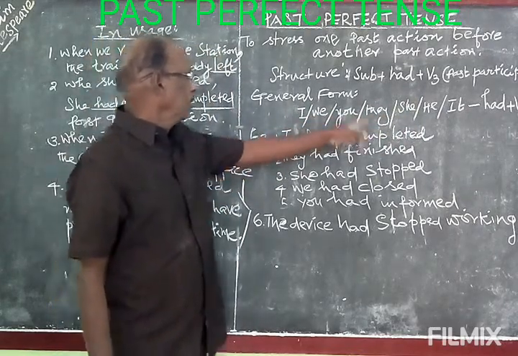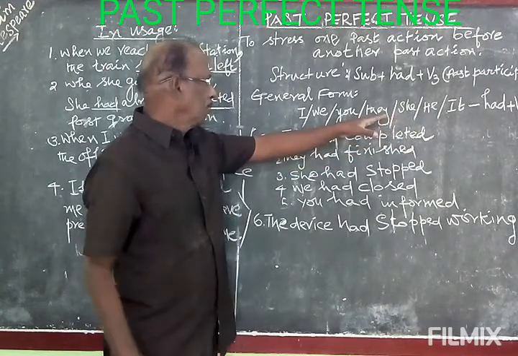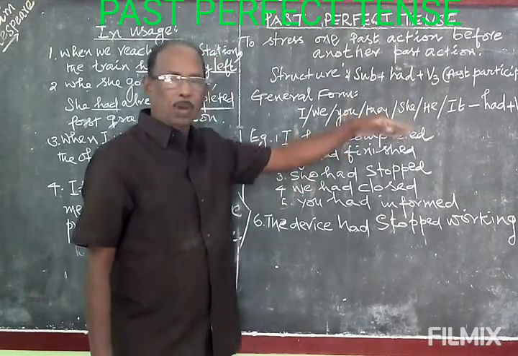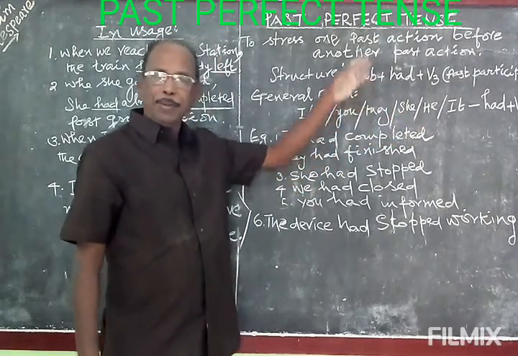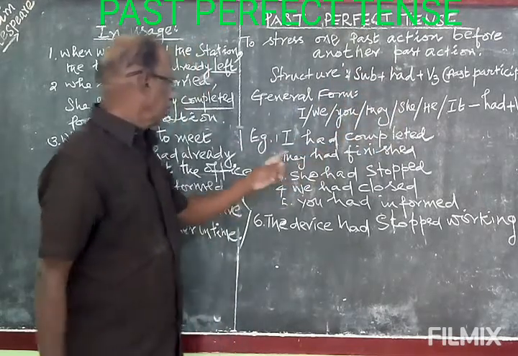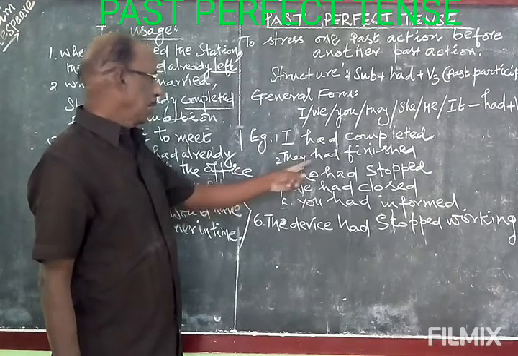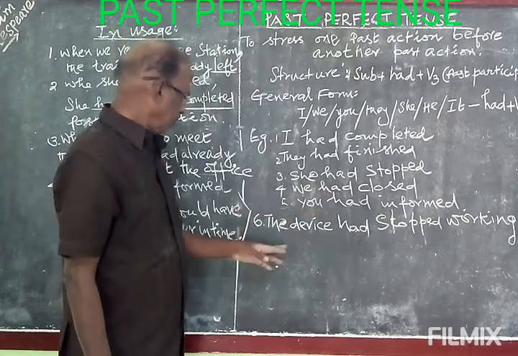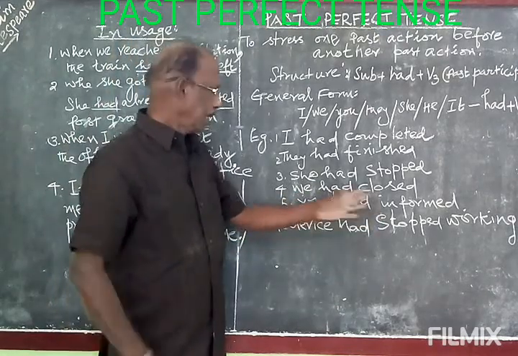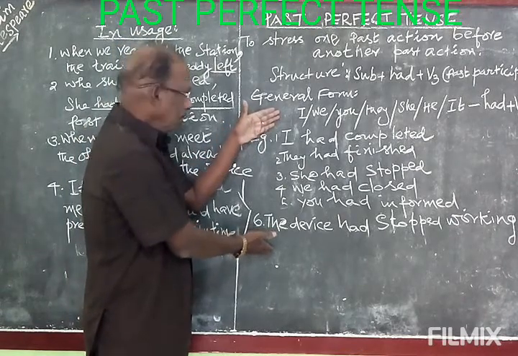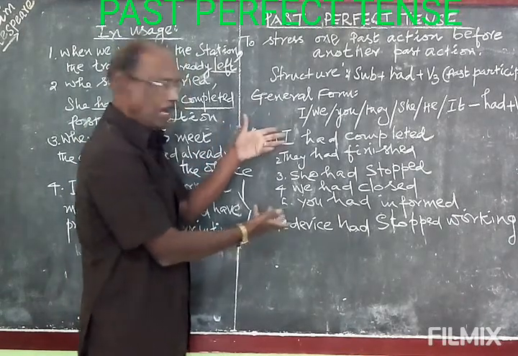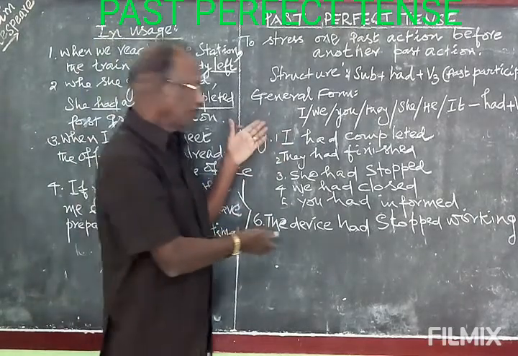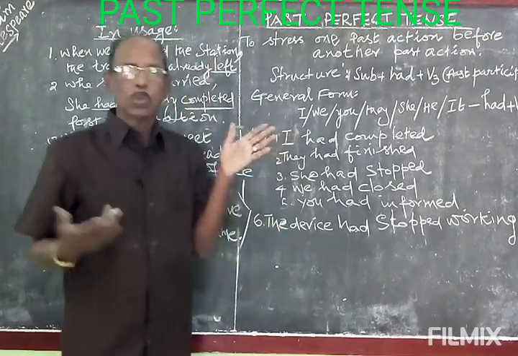I, we, you, they, he, she, it. Whichever may be the subject, the structure will be had plus verb. I had gone, she had completed, they had completed, we had finished, they had stopped, you had informed. Instead of saying I had completed, we generally say I completed. Instead of using this, generally we use only past tense.